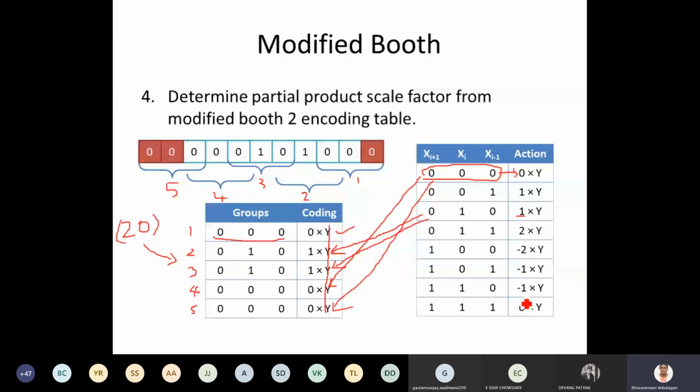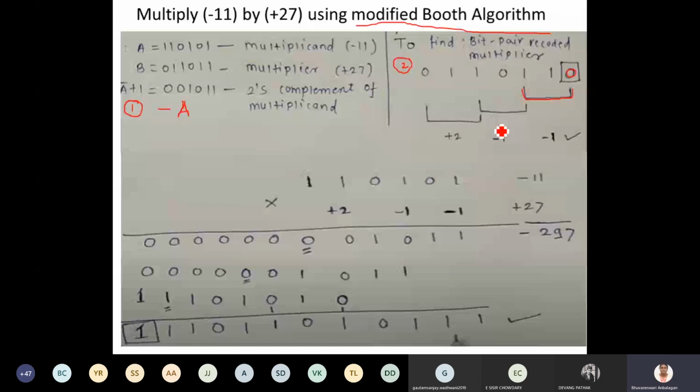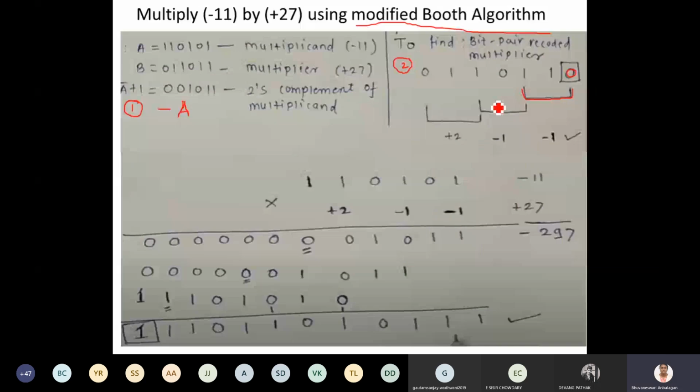Again, it is going to be 101. What is the value for 101? For 101 also it is going to be minus 1. For 110 it is going to be plus 2. So now what you are going to do? You are going to write down the multiplicand as it is. Instead of this multiplier, you are going to write down this recoded multiplier. This is the bit pair recoded multiplier. You write it as minus 1, minus 1 and plus 2.